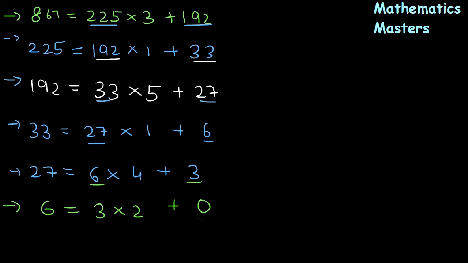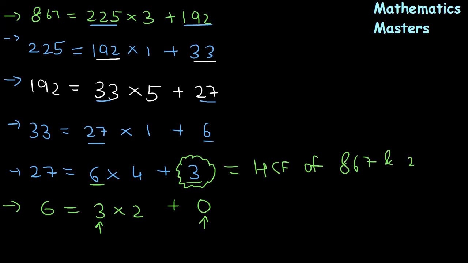So we saw when the remainder is 0, the previous remainder, the number 3 over here, is my HCF. So this 3 is my HCF of 867 and 255. That means it is that highest number which can divide both of them, 867 as well as 255.